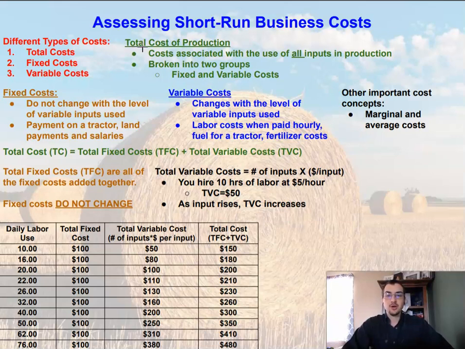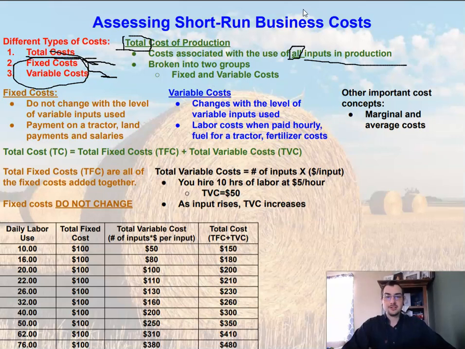So we talk about total cost of production. The costs associated with the use of all inputs. So whenever we're talking about total cost, it is the cost associated with the use of all inputs in production. And we actually break these down into two groups, and we already talked about them a little bit. We're going to break this total cost aspect down into two groups. Group A is fixed costs, and then Group B are these variable costs right here.